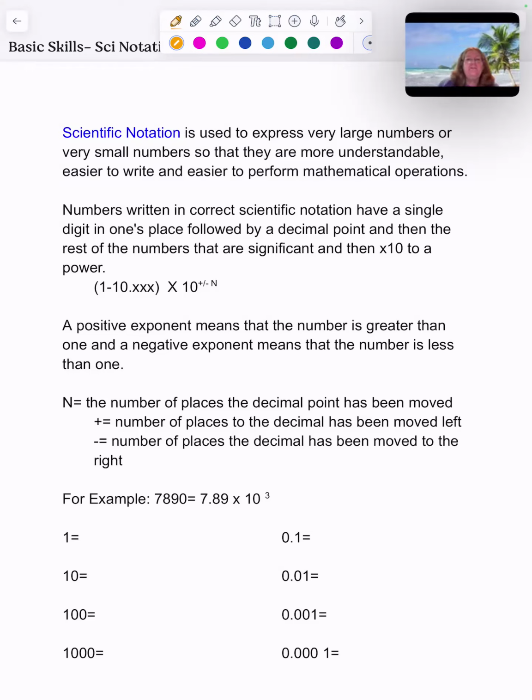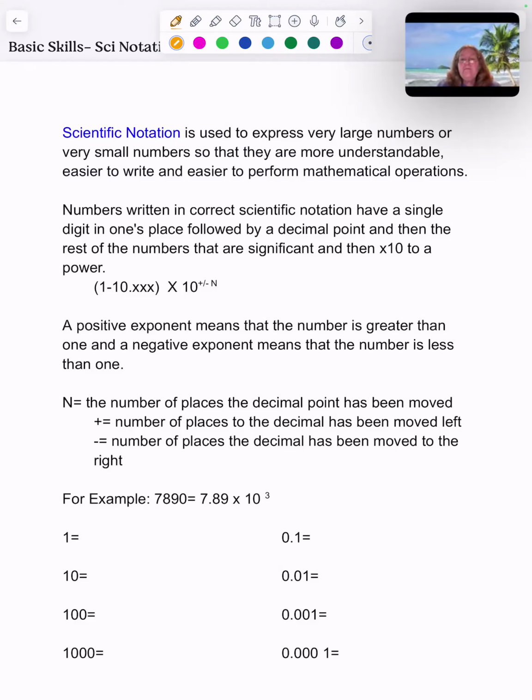Numbers written in correct scientific notation have a single digit in the ones place, followed by a decimal point, and then the rest of the numbers that are significant. And then what you use is times 10 to some exponent or power. So we're going to have a number between 1 and 9, a decimal point, and then the rest of the significant digits. The reason we can't have a 10 there is 10 is a two-digit number, and for scientific notation to be correct, it's got to be a single-digit number, then the decimal point.